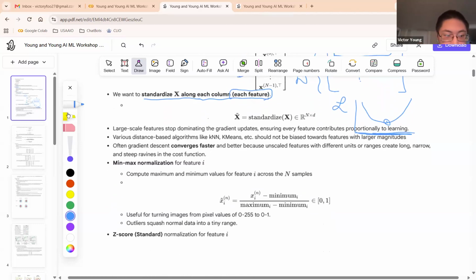So as I've said before, the large scale features dominate the gradient updates. And we want to ensure that each feature contributes proportionally to learning. And we also have other algorithms like KNN and K-means. Those we will talk about in our third class. But these are based on distance. Let me just give you a sneak peek.